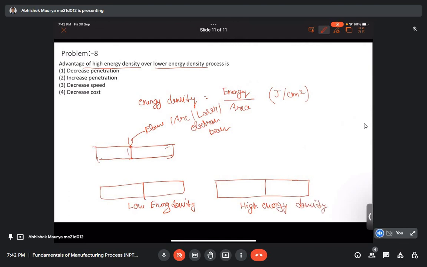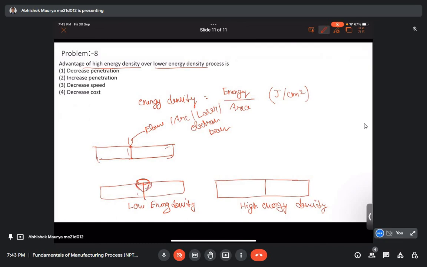Our aim is to melt the material. If we have low energy density, then we have to apply energy over a larger area and for longer periods of time, and keep on supplying energy till the whole material gets melted. Suppose we are supplying the energy for 5 seconds in both cases. In the case of low density, the material which gets melted will be of lesser depth.